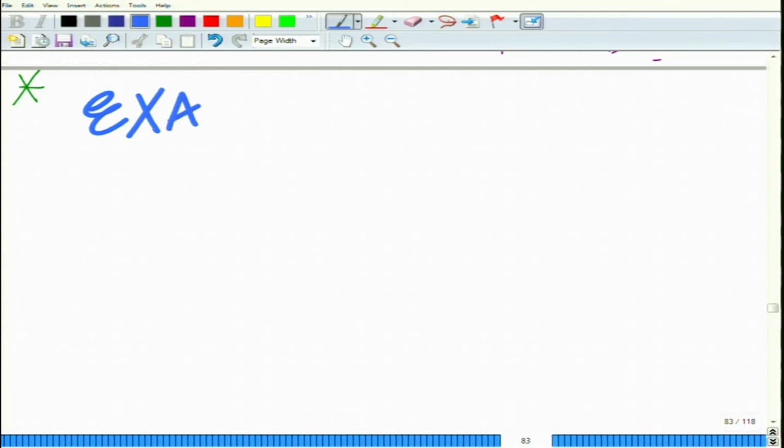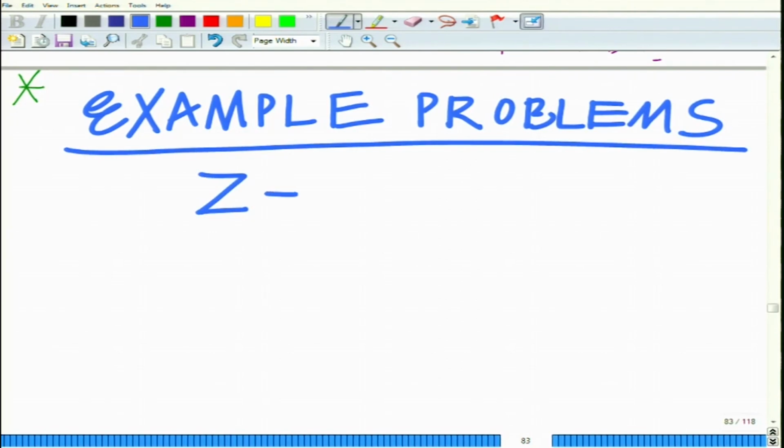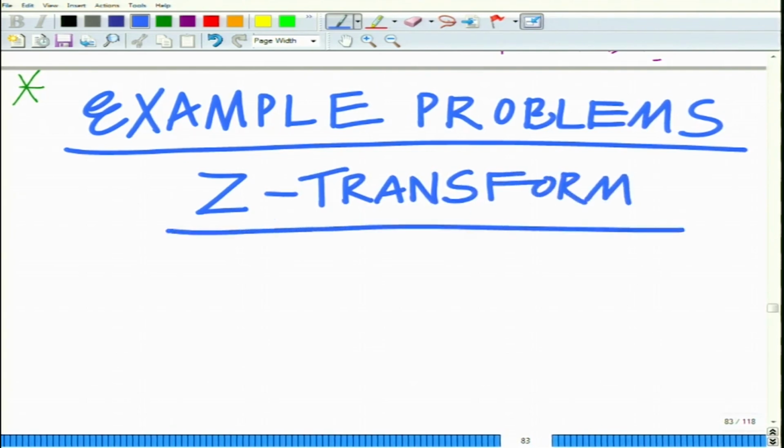We are looking at several example problems to understand the application of the Z transform. Let us continue this discussion. We are looking at various example problems for the Z transform. We have already done 3 examples. Let us look at the 4th example.